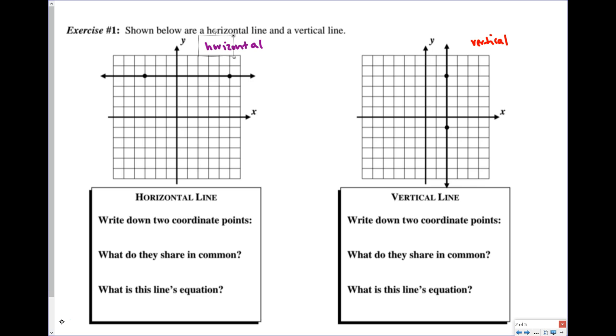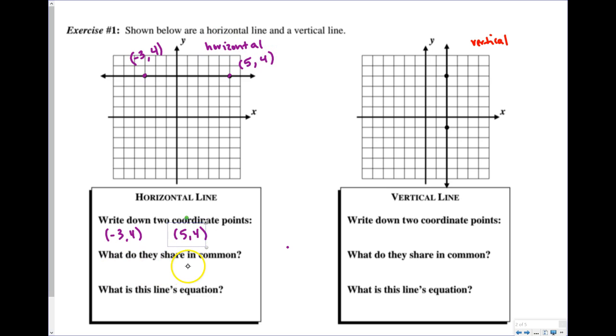So on this horizontal line, write down 2 coordinate points. So here's one coordinate point right here on that purple dot, and that is the coordinate -3, 4. And the other coordinate is right here, and that is 5, 4.